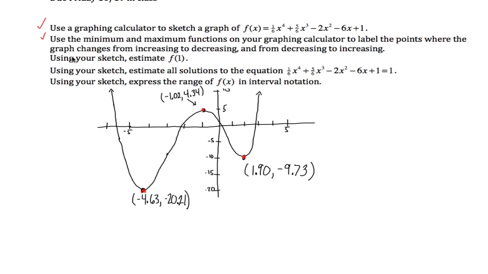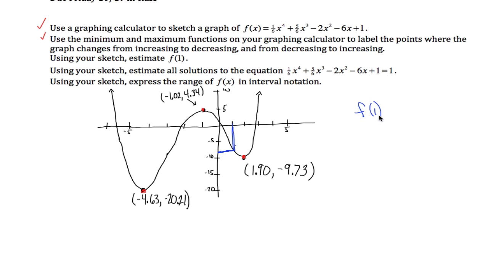The first part says, maybe I should switch colors. Using your sketch, estimate f of 1. So f of 1 is saying, what is the output when 1 is the input? In other words, what is the height corresponding with this x value right here? Kind of hard to tell, especially when you can't draw straight lines. But whatever this height right here is my answer. On my graph it looks like maybe -8 or so.